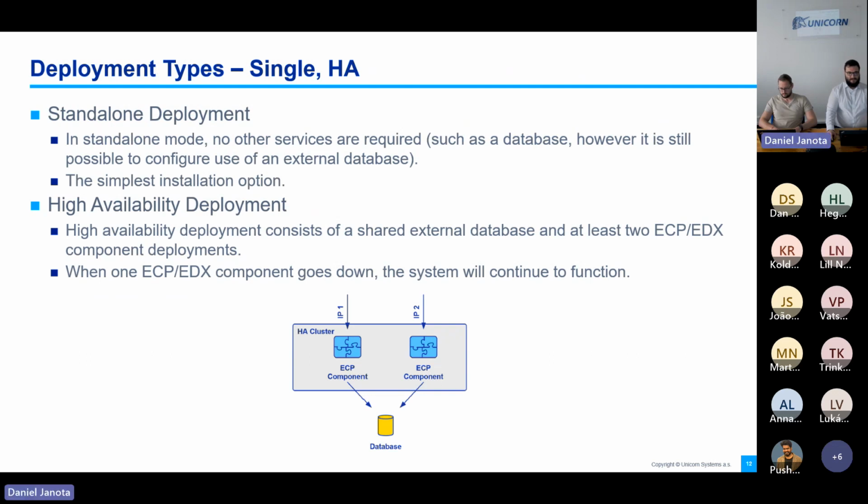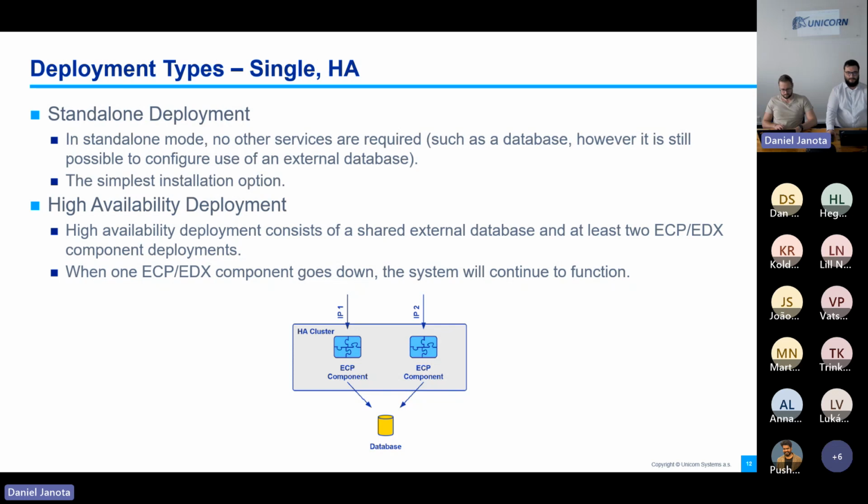Now let's take a look at the deployment types the ECCoSP provides: two types of deployment, standalone and high availability deployments. The standalone deployment is pretty easy. It's just one instance of, let's say, the ECP endpoint, and no other services are required.